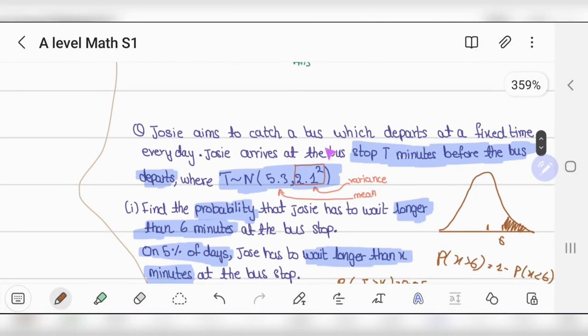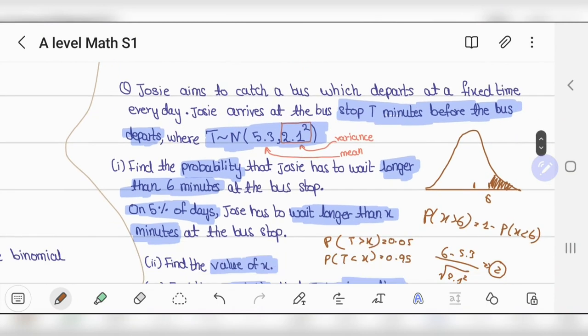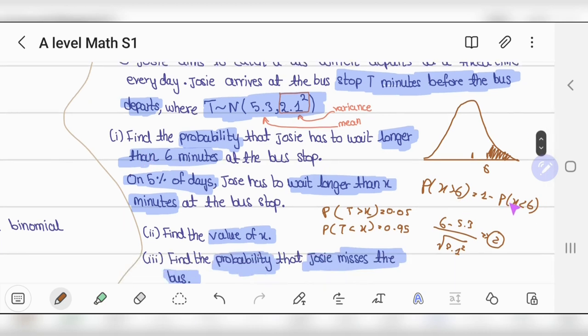0.95. Josie aimed to catch a bus which departed at a fixed time every day. Josie arrived at a time, bus time. Okay, we all know that. Find the probability that Josie has to wait longer than 6 minutes at the bus stop. X greater than 6. And now we all know Josie has to wait longer than 6 minutes. Okay, so we need to find this.